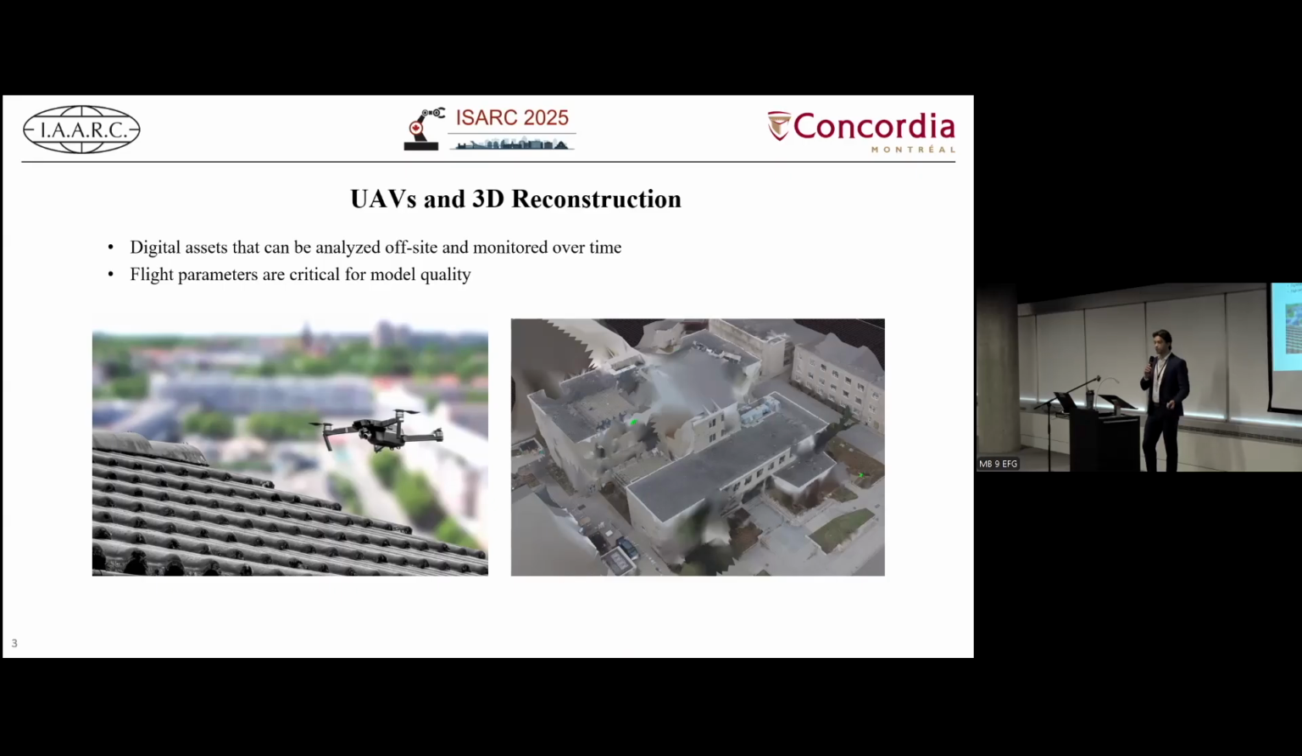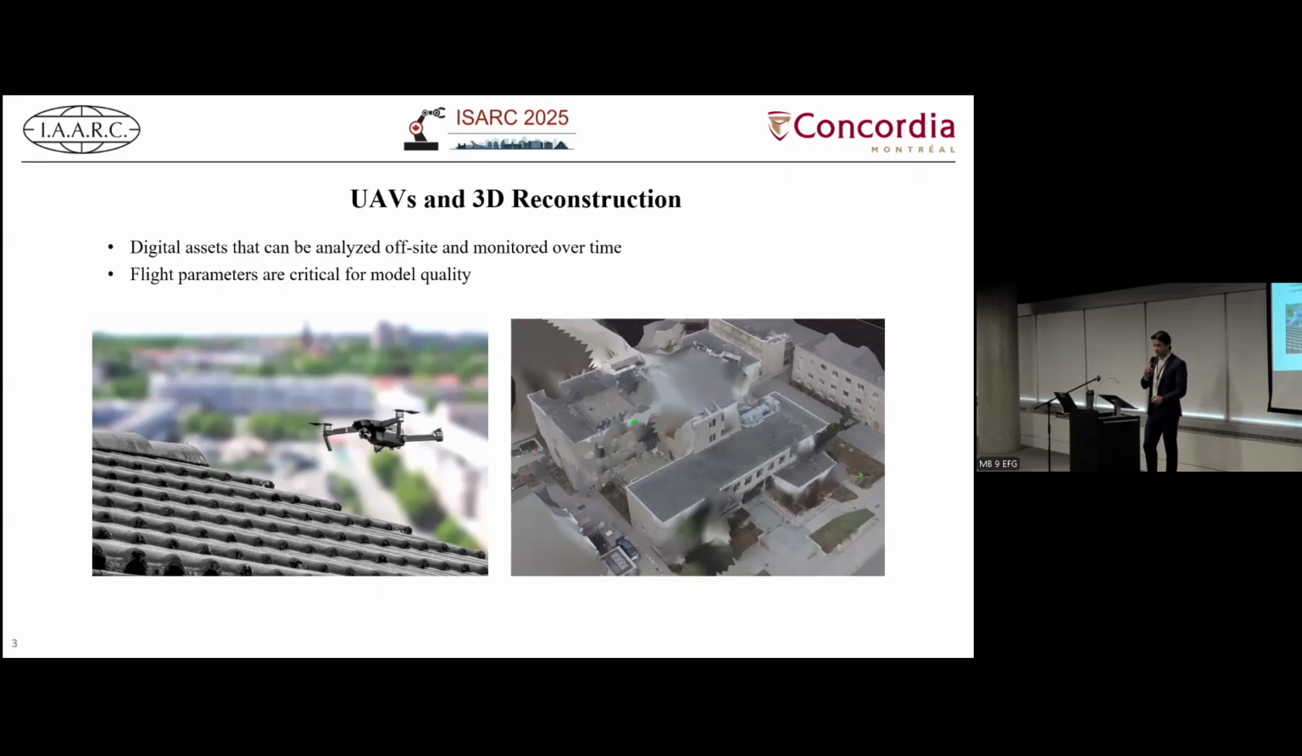So this is where 3D reconstruction can come in. Creating a 3D model of a structure, basically a digital twin that can represent the structure over time and can be inspected offsite for defects and any inspection requirements. However, as you can see on the right there, flight parameters are critical. If you don't have a high quality model, then it's kind of useless as a representation of the structure.